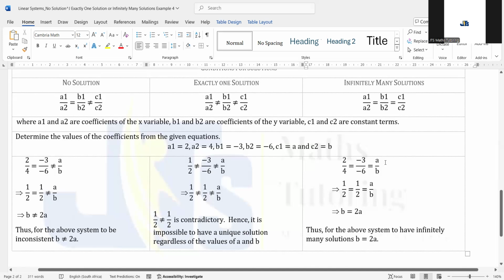Right, what about infinitely many solutions? You can see, just like what we saw earlier on, B is equal to 2A. That's for the above system to have infinitely many solutions, B is equal to 2A. That's it, we are done.